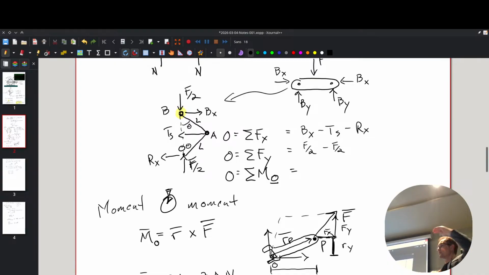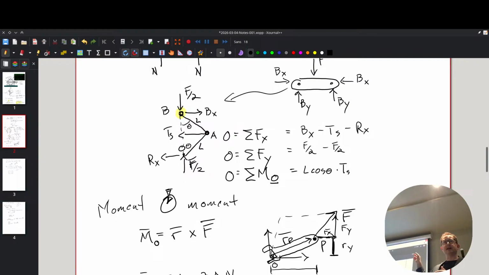L cosine, so like that vertical distance, right? Yep. All right, nice. So L cosine theta times T screw, TS. I'm just going to leave it as TS. Is it positive or negative? Positive? Yeah. Thumbs up. Out of the page. Okay, what about for the top B, F over 2?